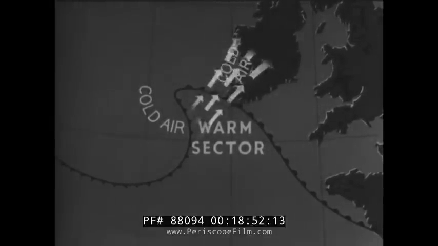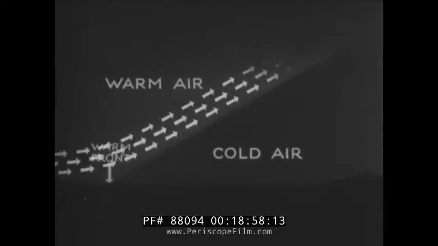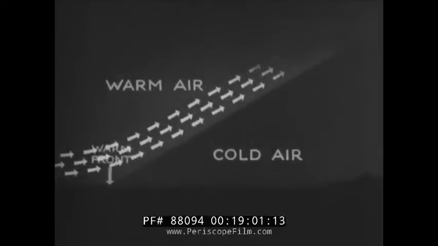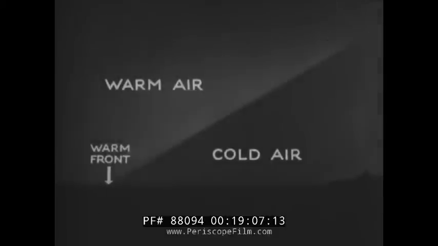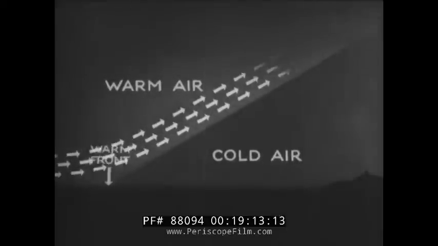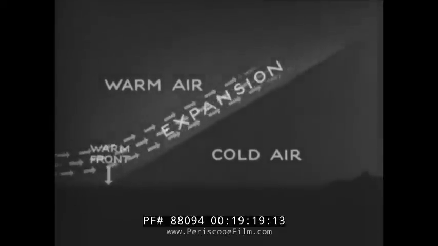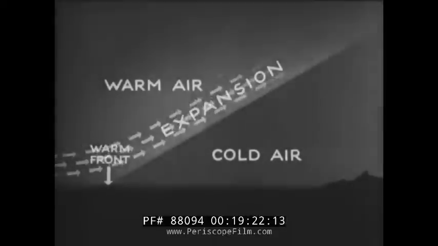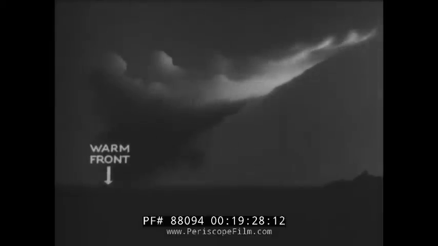Accordingly, it overrides the relatively cold and dense air in advance of the warm front. In vertical section, the warm air may be represented as rising over the cold air as though it were ascending a slope. The slope averages about 1 in 100 and is here shown greatly exaggerated. As the warm air rises over the cold, it expands and cools. Condensation in the form of cloud takes place, the type of cloud depending on the height at which it forms.